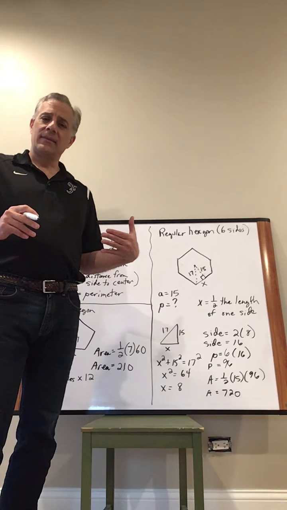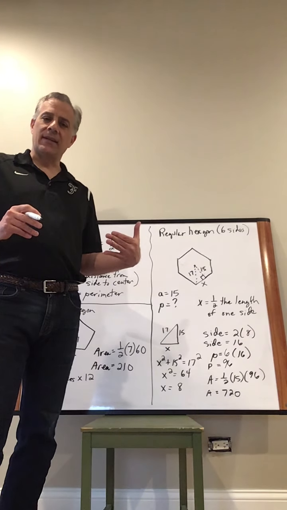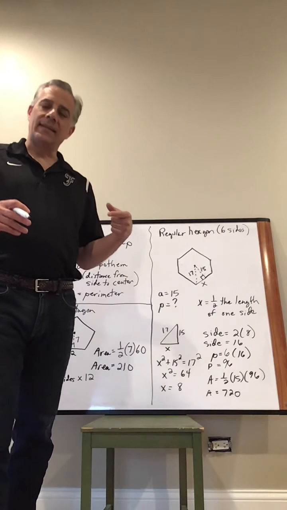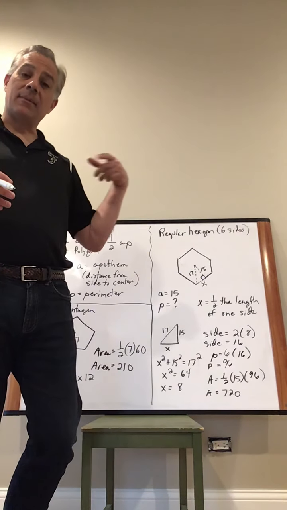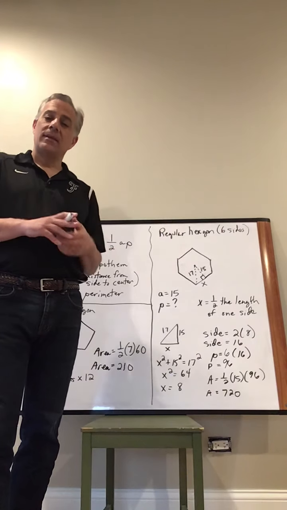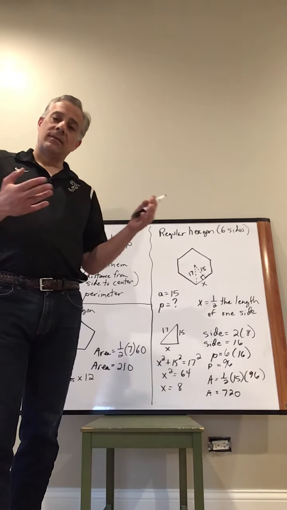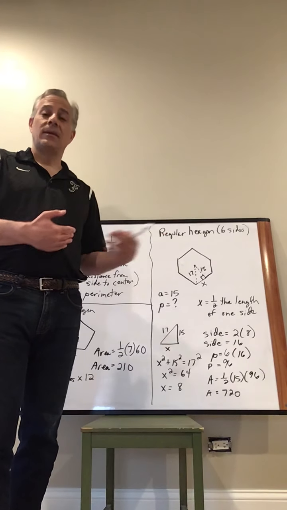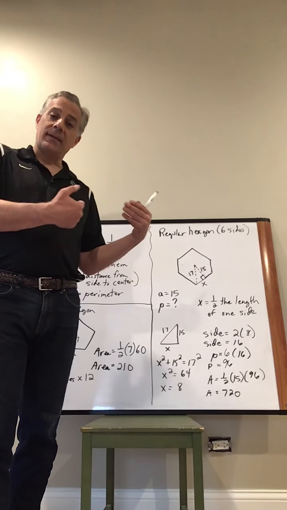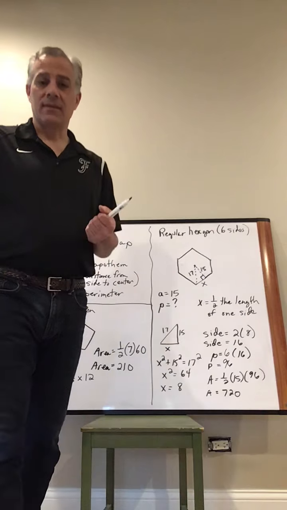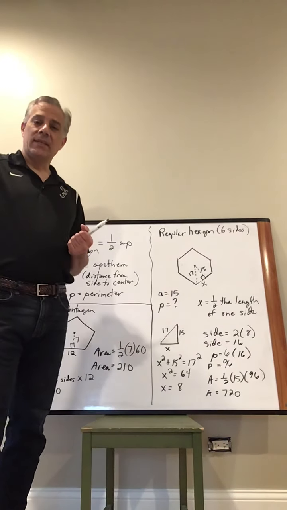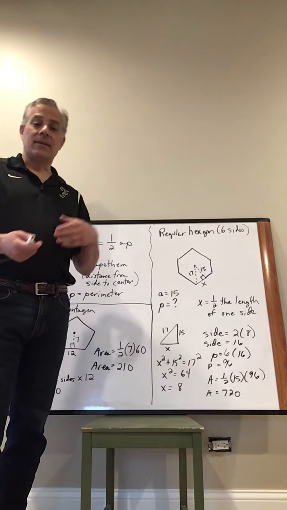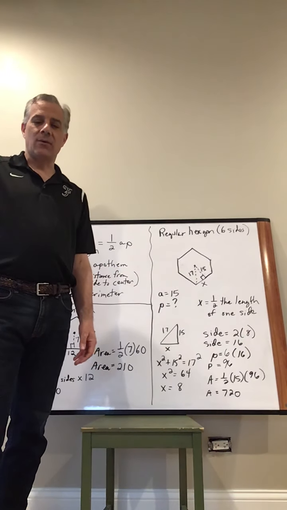Remember, to find the measure of an interior angle, it's 180 times the number of sides minus 2. So if you have a pentagon, 180 times 5 minus 2. That's 3 times 180, which is 540. 540 divided by 5 tells us that an interior angle equals 108.